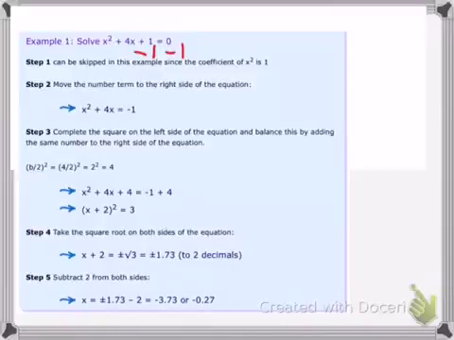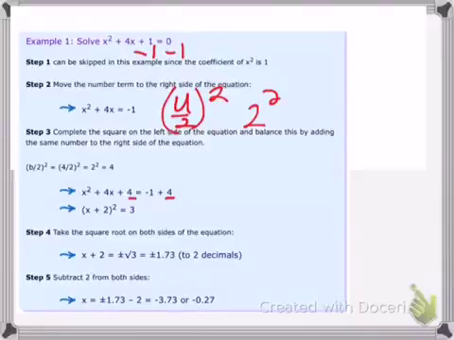Alright, and then the next step is you're going to take the b term, divide it by 2, then square it and add it to both sides. Notice we took the 4, divided by 2, and then squared it: 4 divided by 2 is 2, squared, which is 4. So we have to add 4 to both sides, and we get 3.